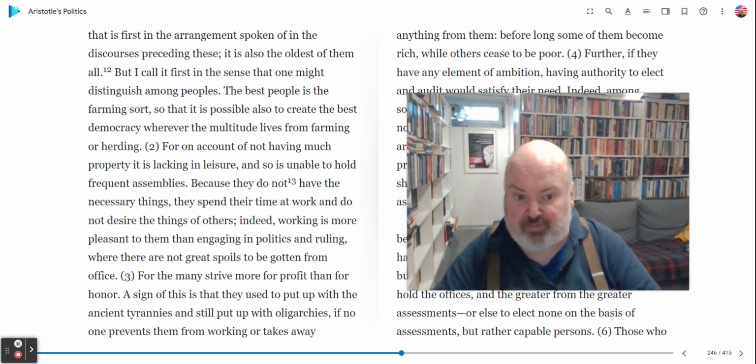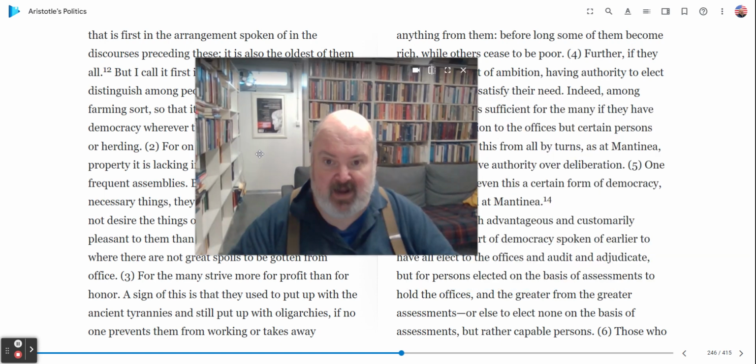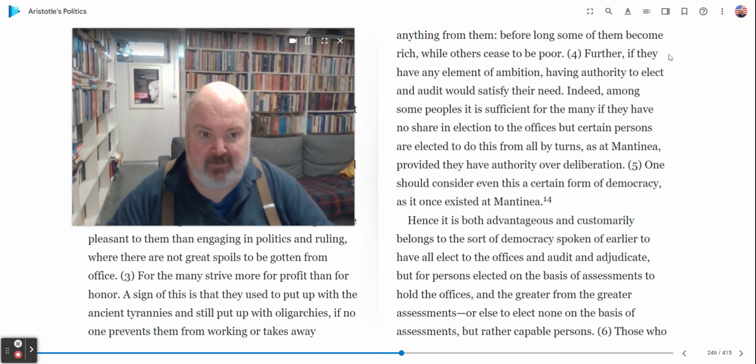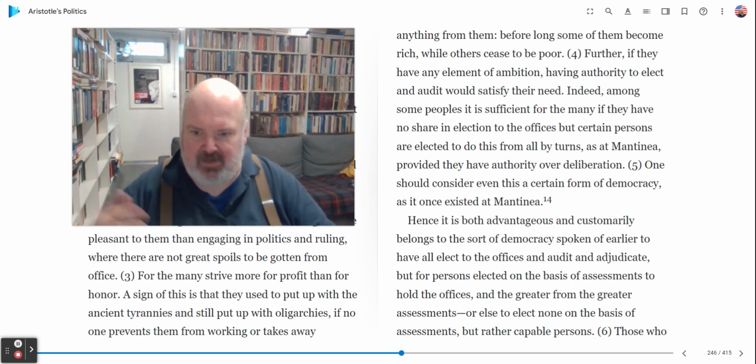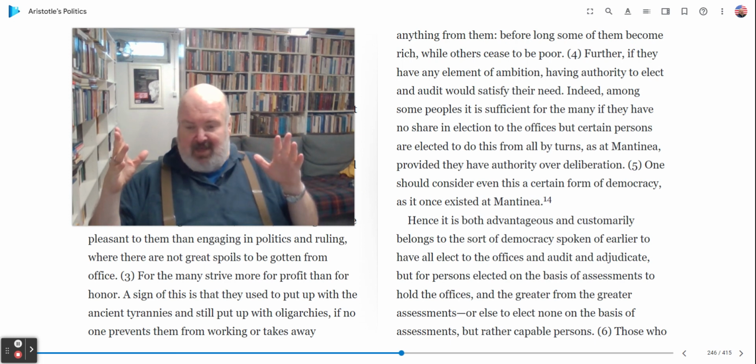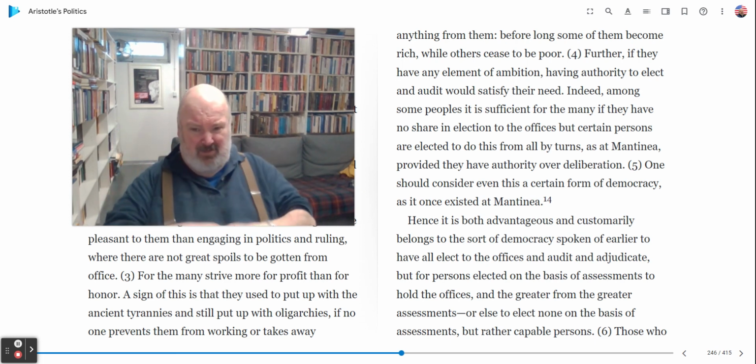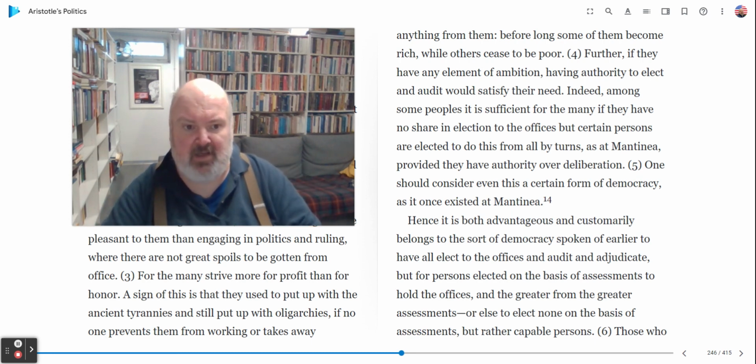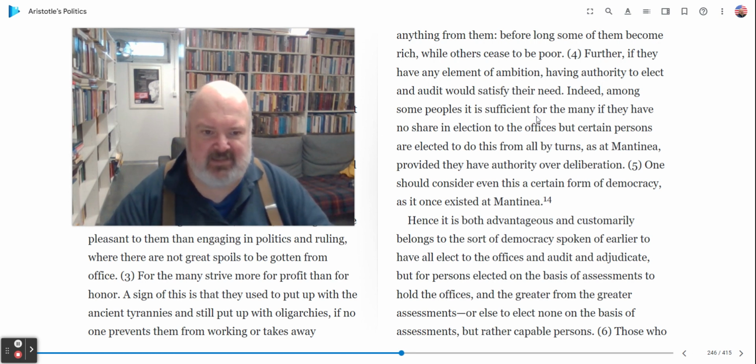As long as you don't interfere with their profit making, their ability to make profit, they're not going to be upset, right? Further, if they have any element of ambition, having authority to elect and audit would satisfy their needs. So the poor, the multitude, if they have any kind of ambition, it's going to be limited ambition, and therefore they'd be satisfied with the ability to elect somebody and audit.